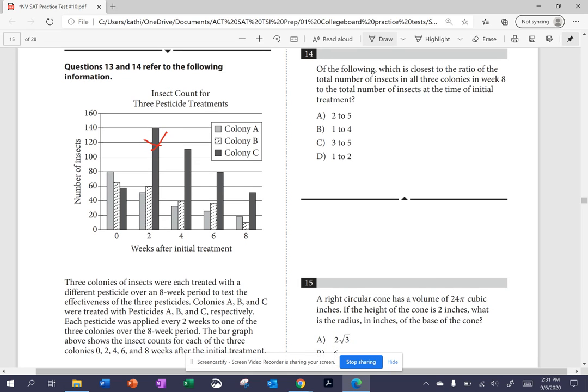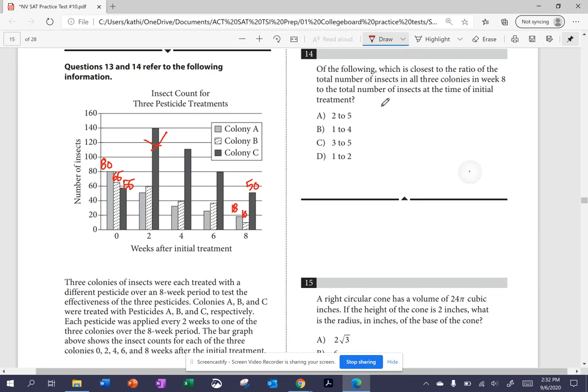Of the following, which is closest to the ratio of the total number of insects in all three colonies in week 8 to the total number of insects at the time of the initial treatment? Okay, so at week 8, I'm estimating I have about 18 here. I have about 10 here and 50 here. And at the initial, I think this is about 80. This one I would call 65. And this one I'd call 55.